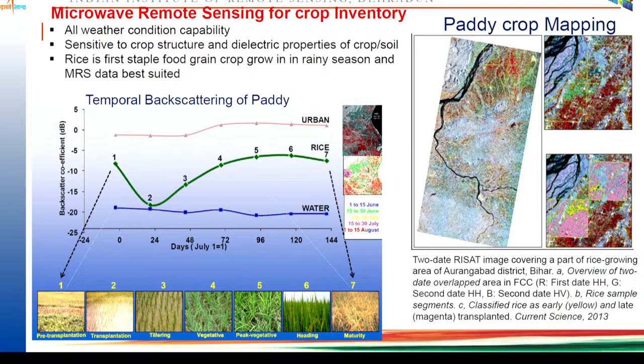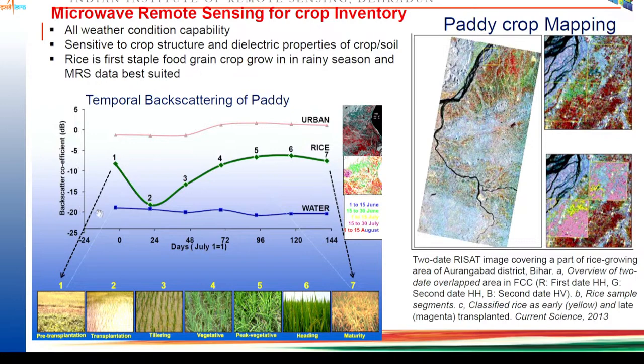But that is all about the Rabi crops. Our rice, which is the first and foremost staple food grain crop in India, is practiced mainly during the rainy, cloudy season, meaning Kharif season. Our interest has to be to map rice area and rice production accurately. So for that we need to depend on active microwave remote sensing data like RISAT, RADARSAT, or PALSAR. Recently we have the EOS-4 mission which supports rice crop monitoring.